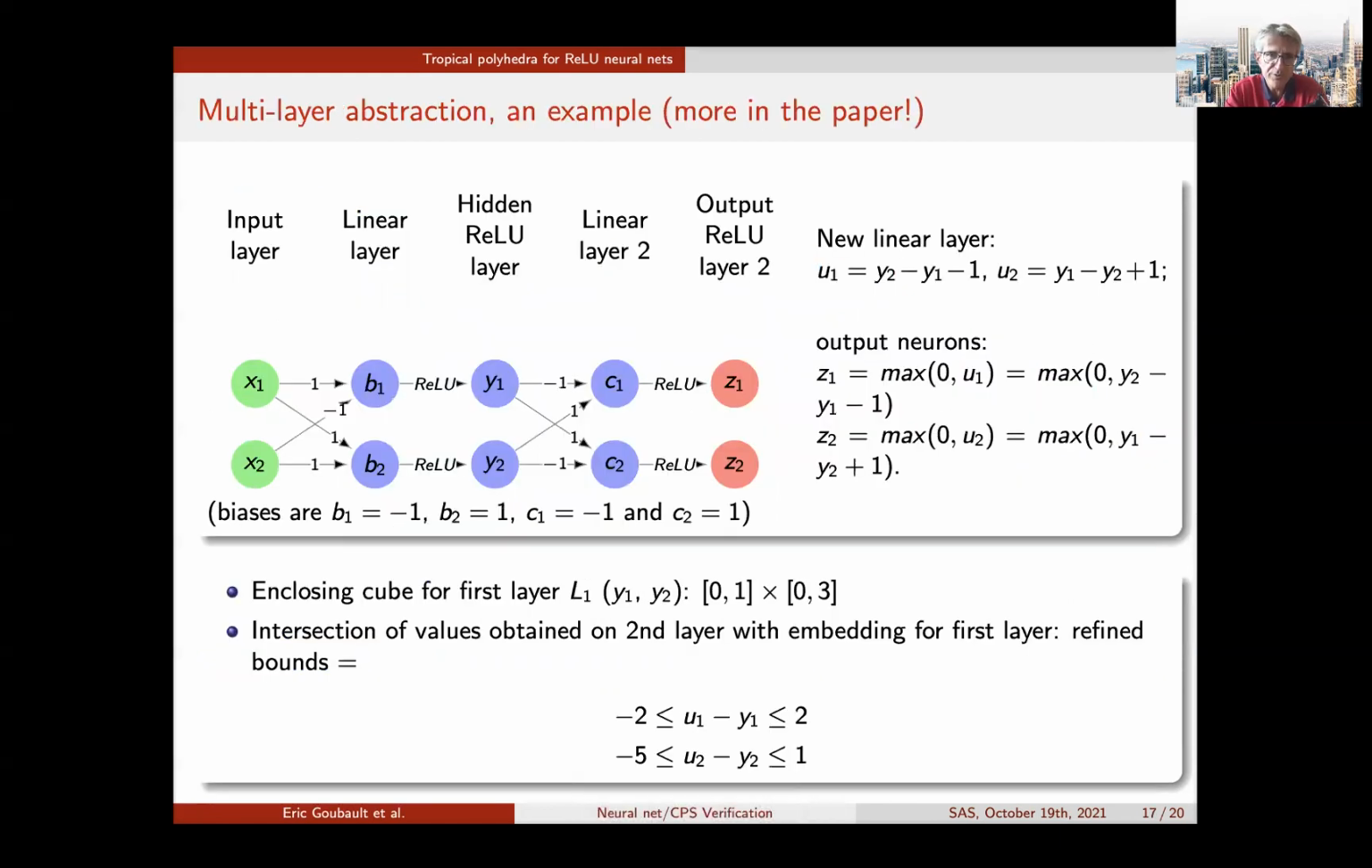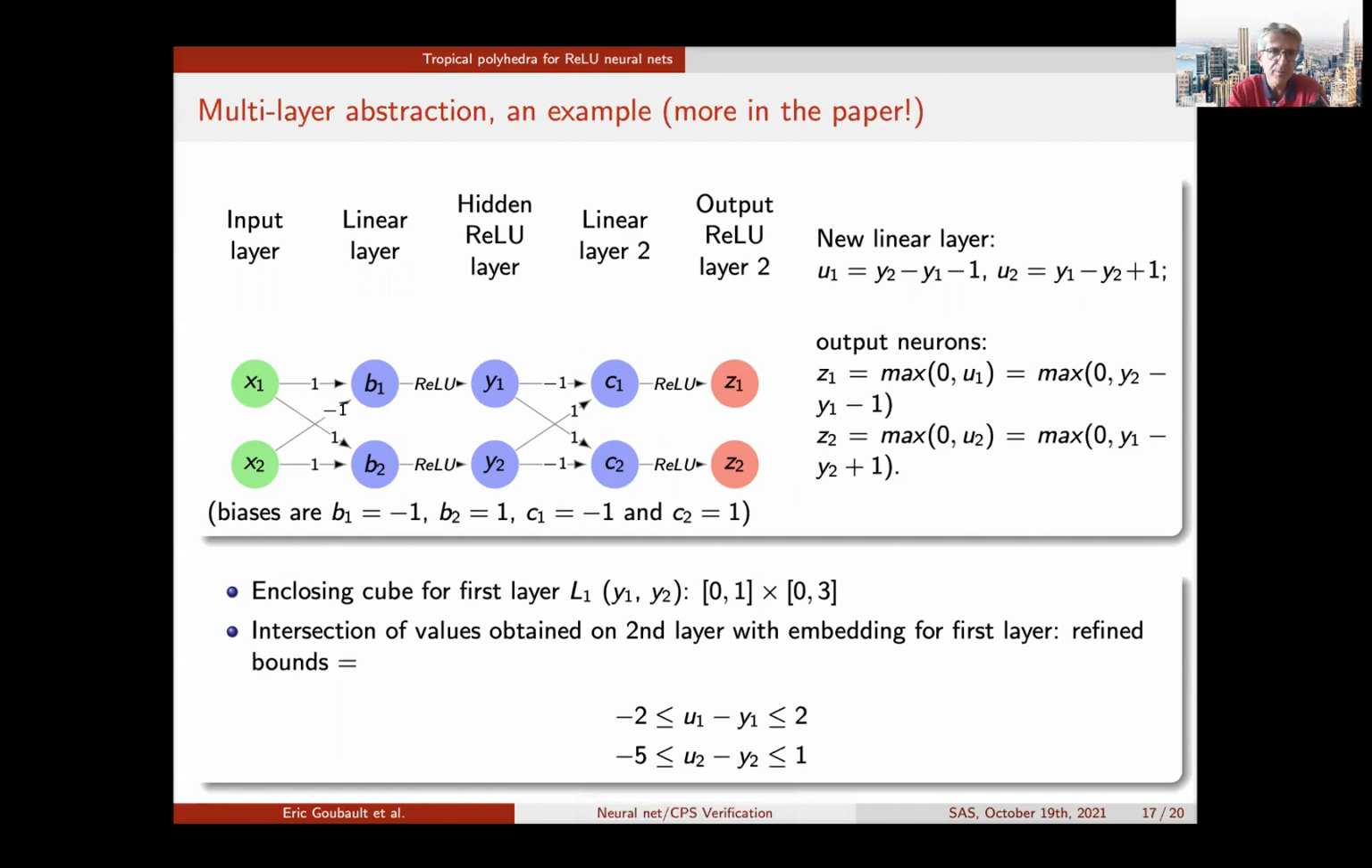In the paper, we're also describing the multi-layer abstraction. So if you add a new layer, what we're going to do is to first abstract the first layer, then take a hypercube envelope outer approximation of the output, which loses information, of course, but which is the basis for the interpretation of the second layer using tropical polyhedra.